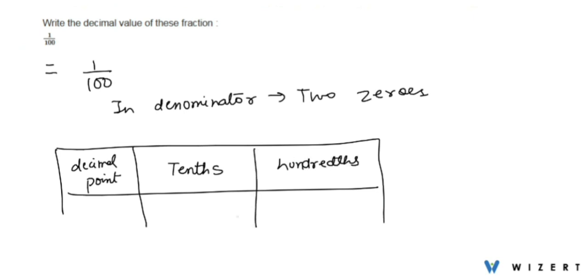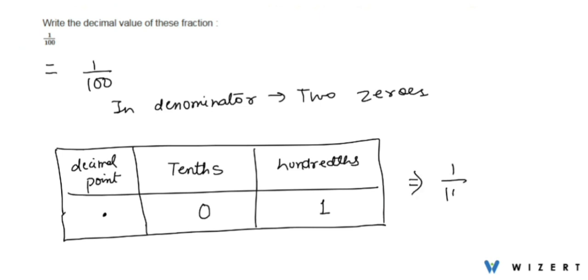Now let us place all the values. So first of all, decimal point representation is this. Now we have 1 in the numerator, so that will come in hundreds place, and then the remaining will be filled with 0. So finally we can say that 1 by 100 can be written as 0.01 as the decimal. So this is our answer.